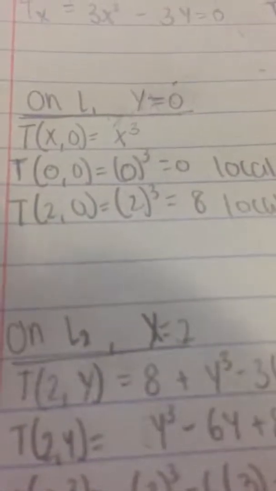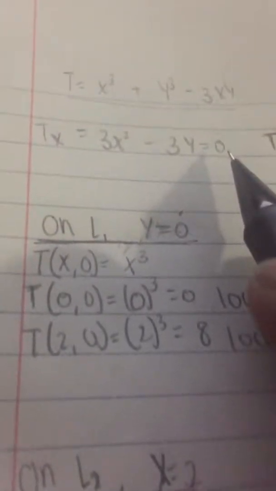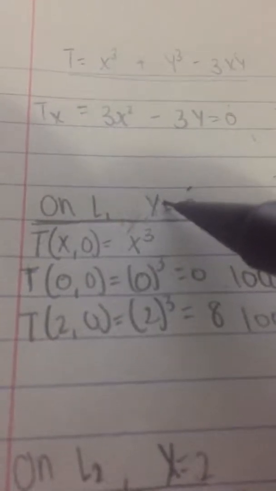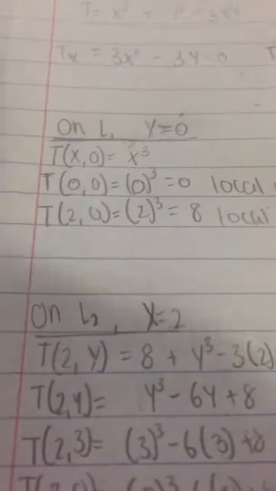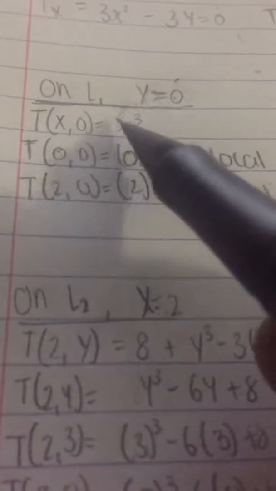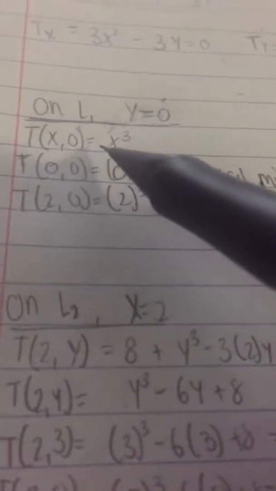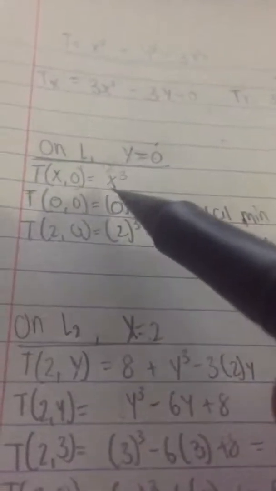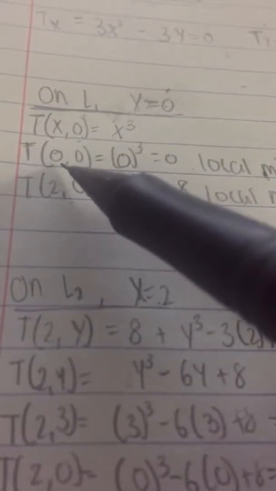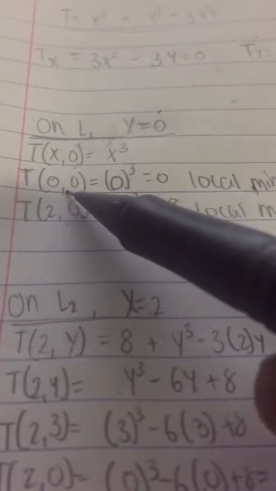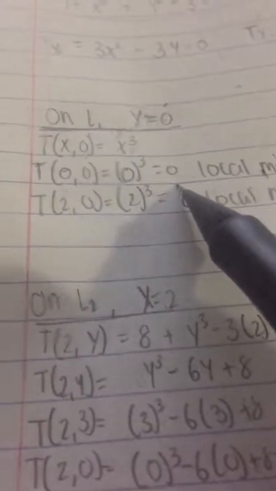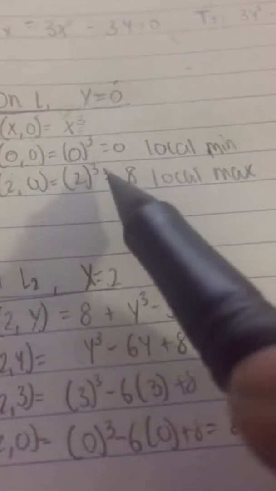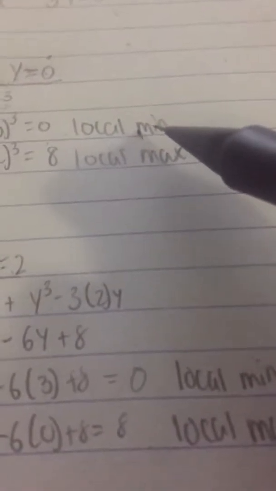So what are you gonna do? You're gonna plug y equals 0 into the original function. When you plug that in, as you can see, this will be gone, this will be gone, so you're left with x cubed. Now you just have to evaluate the 2 points in that new function. I'm sorry, we have to use the points and evaluate in this function. So when we evaluate 0, 0 into x cubed, we get 0. And when we evaluate 2, 0 into x cubed, we get 8. So you can tell which is the local min and max by the values.